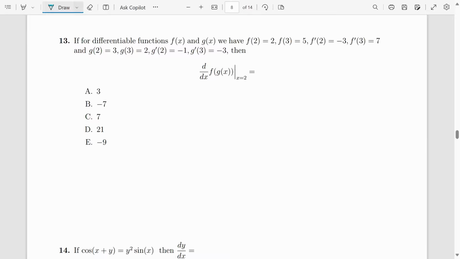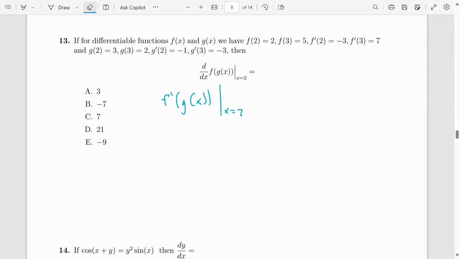Question 13. For differentiable functions f of x and g of x, we've got all of these definitions for a couple different points of f and g. Then what is the derivative of f of g of x at x equals 2? So this is just asking, what is f prime of g of x evaluated at x equals 2? Notice how I still kept that, whatever this is on the right here.